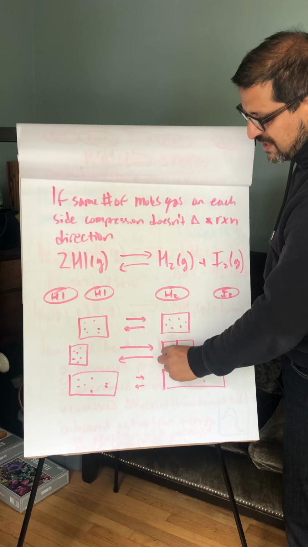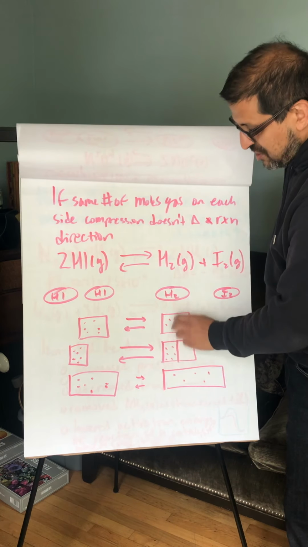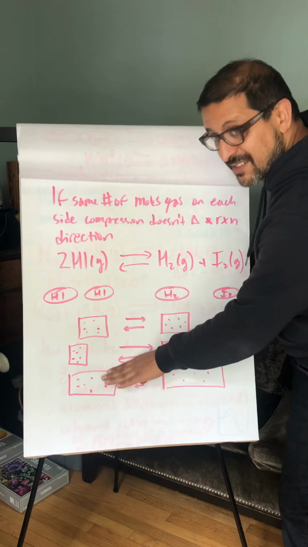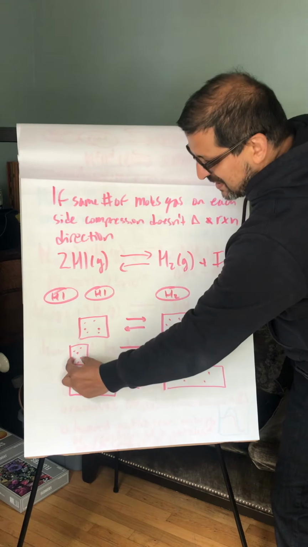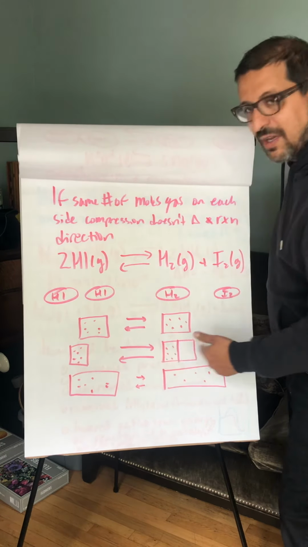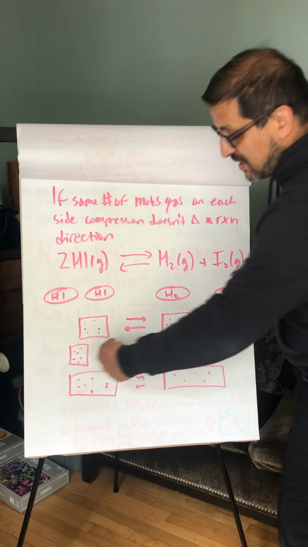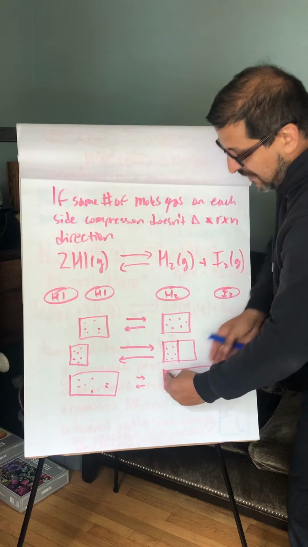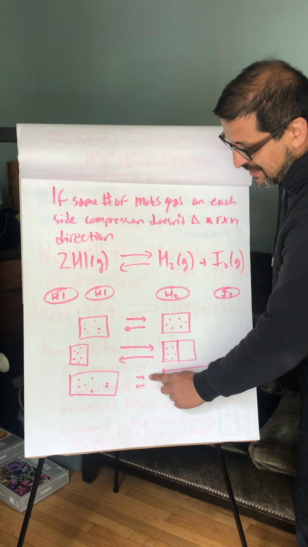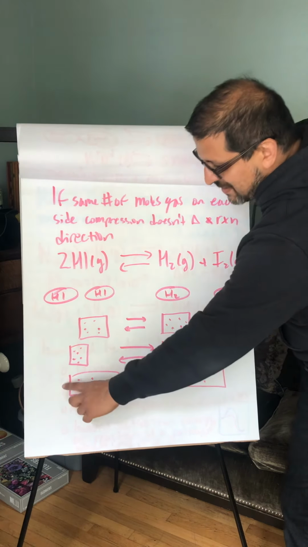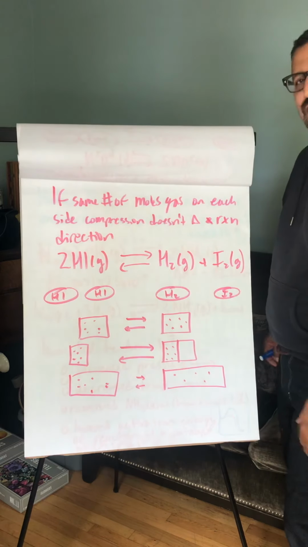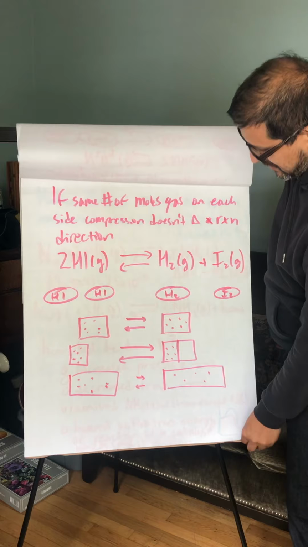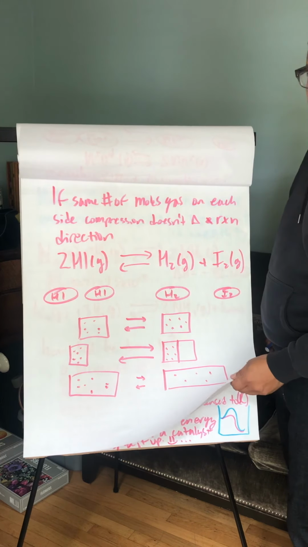If I decrease the volume here, sure, these collide more, and the rate gets bigger, it goes faster this way, but so does this. These collide more and they go faster this way, and they kind of cancel each other out. The truth is they are moving faster, but it's the same rate. And if you increase the volume, this one moves slower, and so does this one. So the equilibrium doesn't shift. Okay, so that's good to know.